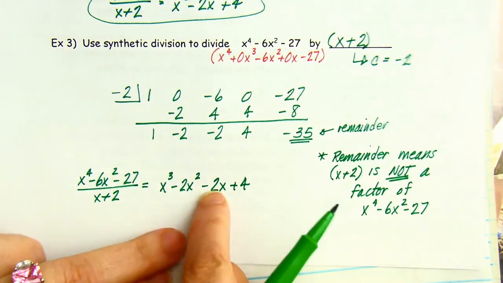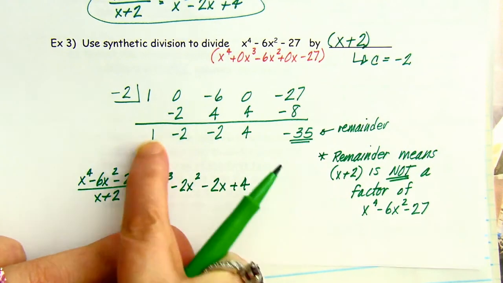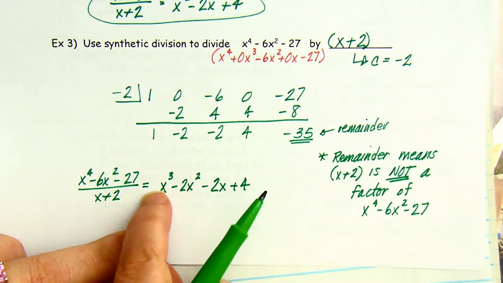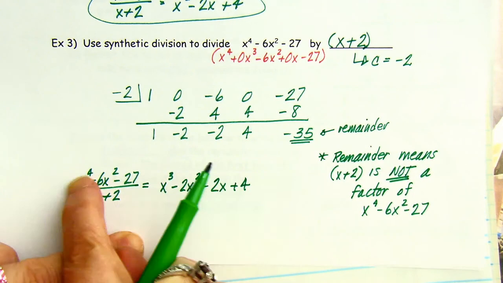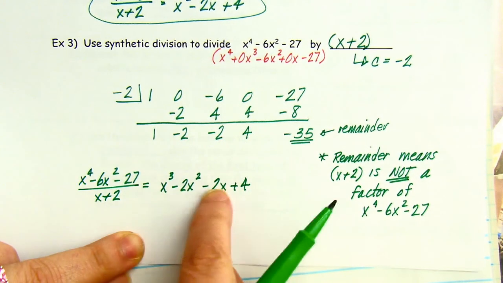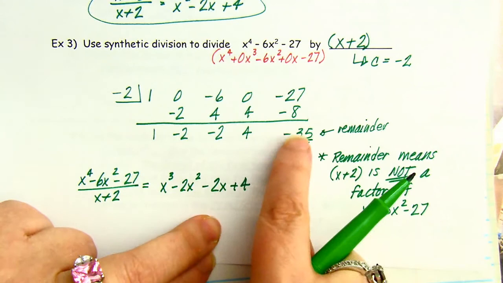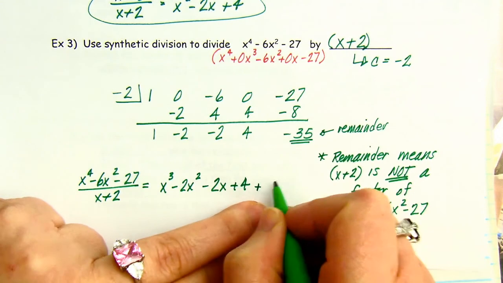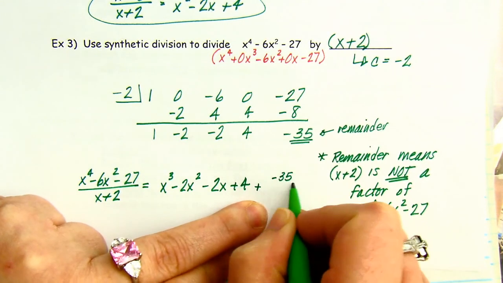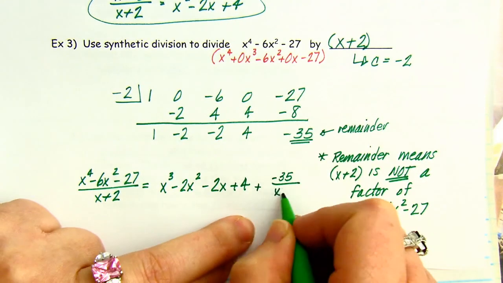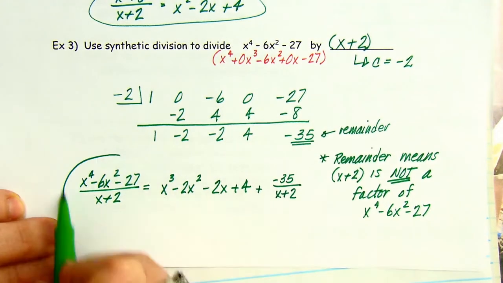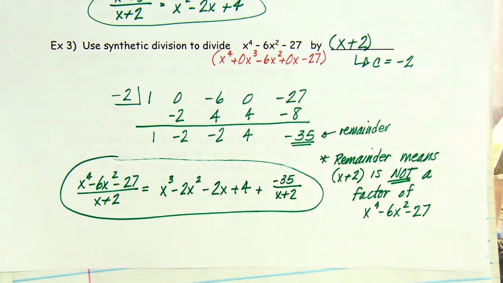Okay, that's my linear. So I've got 1, negative 2, 4. That's 1, negative 2, negative 2, 4. That was fourth power. This is third power, second power, first power, no power. But I have a remainder. Now I'm going to write it as plus negative 35 over x plus 2. Okay, so my directions were to divide. I did divide and see that I do have a remainder of negative 35. And remember, the remainder always goes over the divisor.